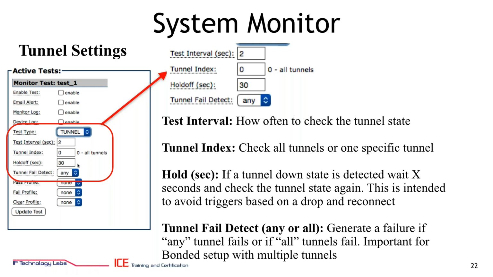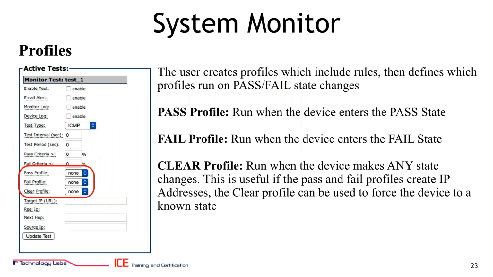If 30 seconds goes by, I recheck my tunnel and it's up, I just stay in the pass state and make no changes. So it just allows you to monitor, did my tunnel drop based on some network error somewhere upstream for me, but immediately came back? I may not want to go into a fail state based on that. So once you create your profiles, the profiles will be part of the drop-down box.